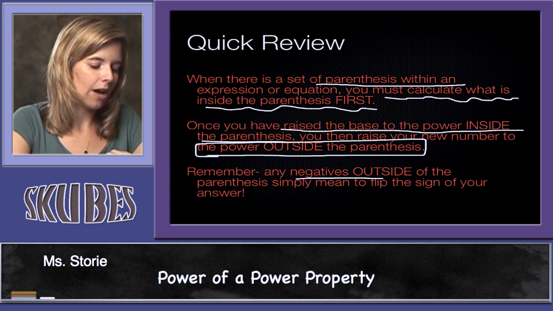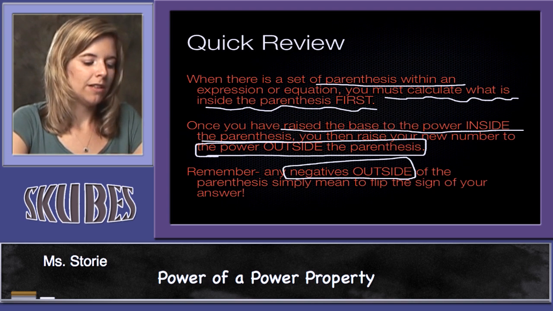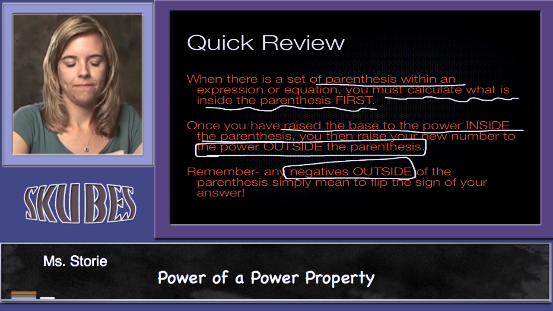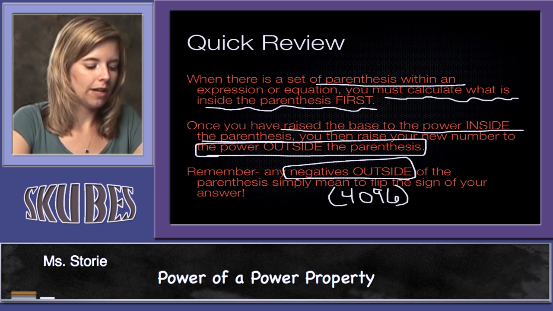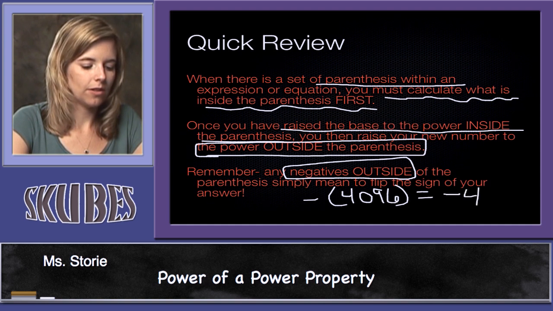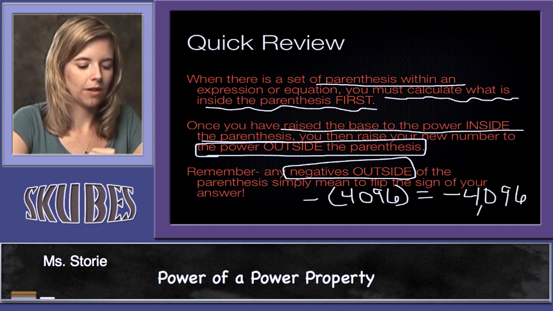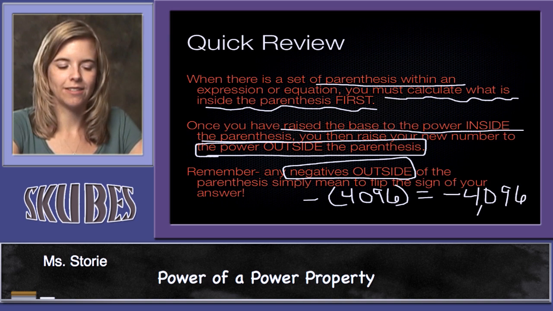Remember, any negatives outside the parentheses mean that you just flip the sign of your final answer. Because remember, we had the 4,096 as our answer before the negative. It was a positive number, and all it told us to do was flip the sign, so that's what we did. And that's why that works. And that's our lesson on powers of powers property.